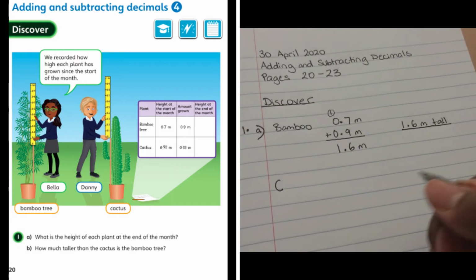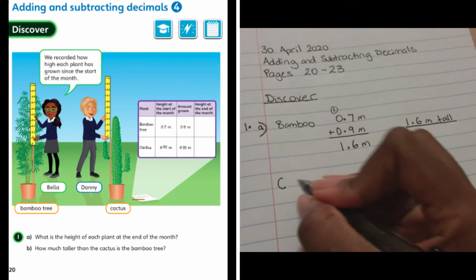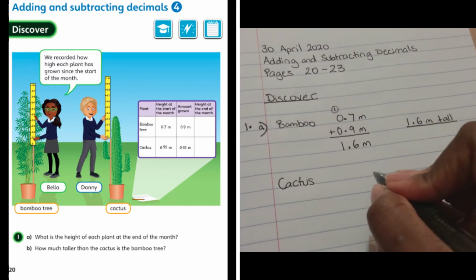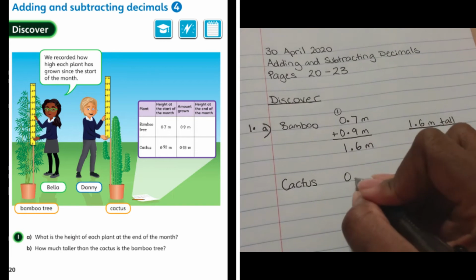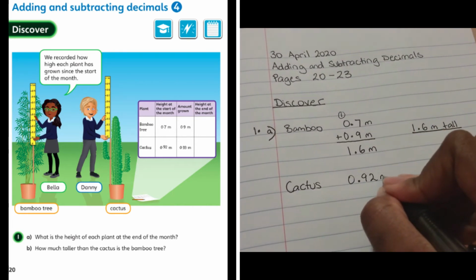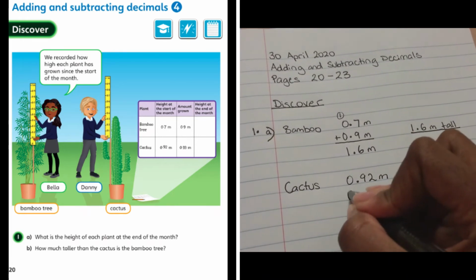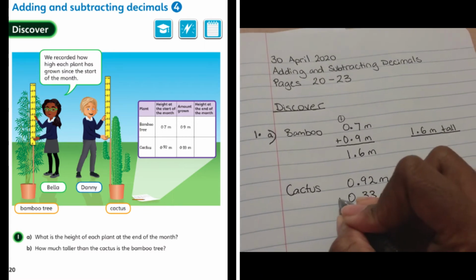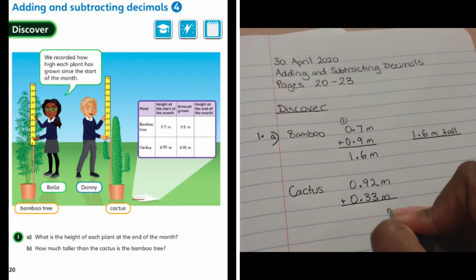Oops, my hand's totally in the way. I hope you just saw what I wrote. Cactus. At the start of the month, the cactus was 0.92 meters tall, and it grew 0.33 meters. So I'm adding those two together.